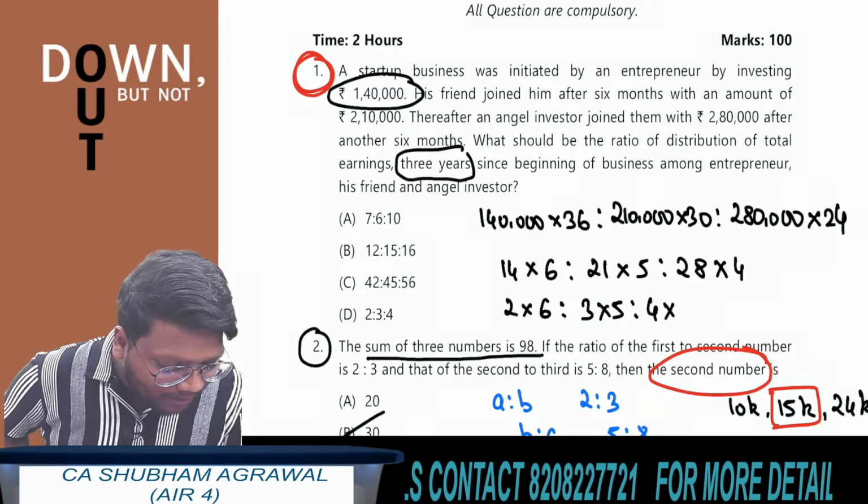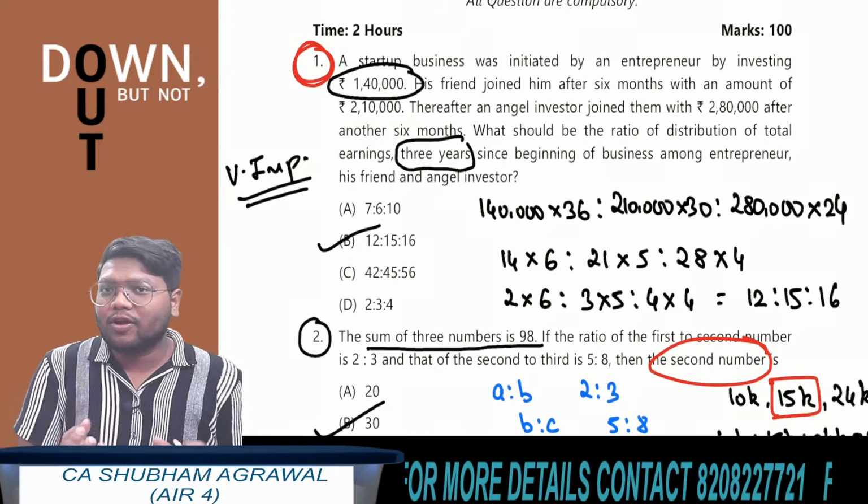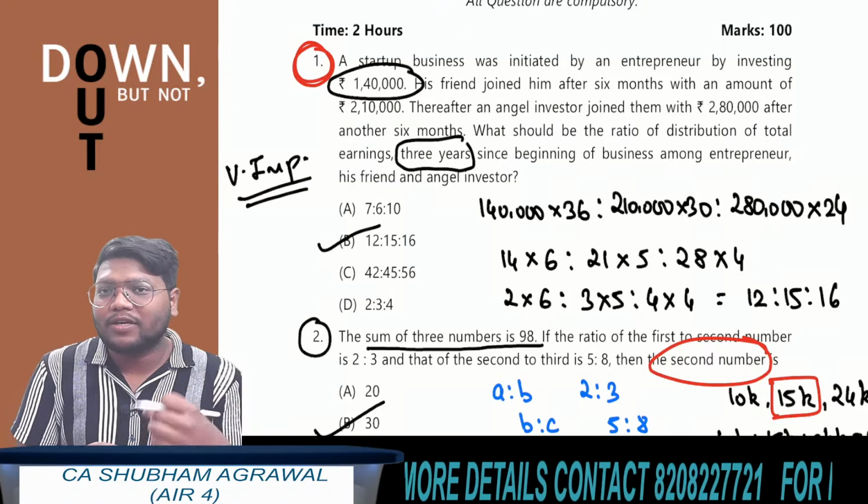So in order to find the profit sharing ratio, what you have to do? You have to write the capital employed of each of the persons, and then you have to multiply that capital employed with the time period for which that amount is invested for each of the persons, and that will give you the profit sharing ratio.